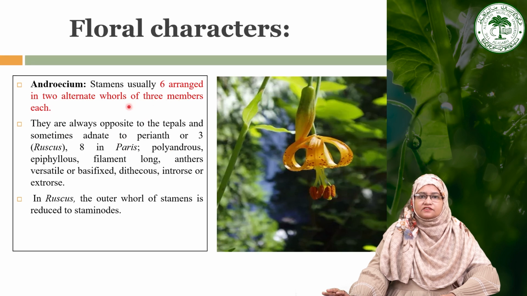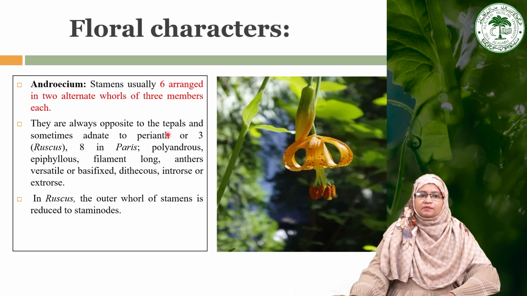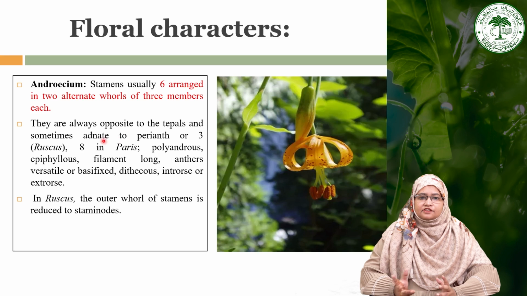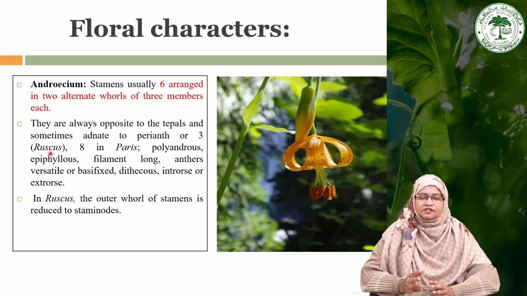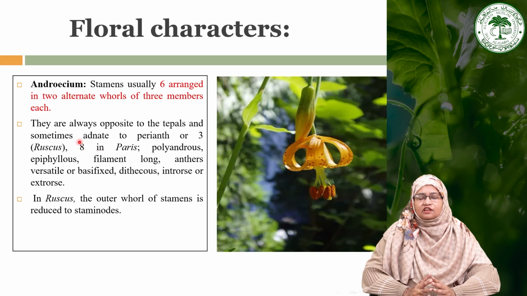They are also arranged in 2 whorls, and there are 3 stamens in each whorl. They are always opposite to the tepals and sometimes adnate to the perianth, but sometimes they also become 3 in number, as in the case of Ruscus. Only 3 are fertile stamens and 3 become staminodes. Generally they are 6 in number, but 8 in the case of Paris.